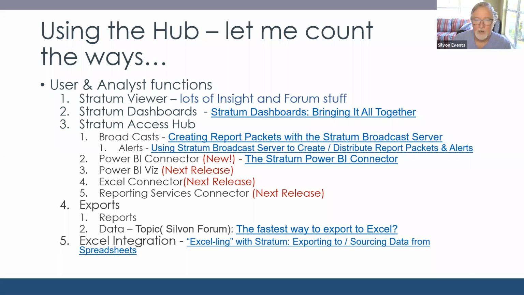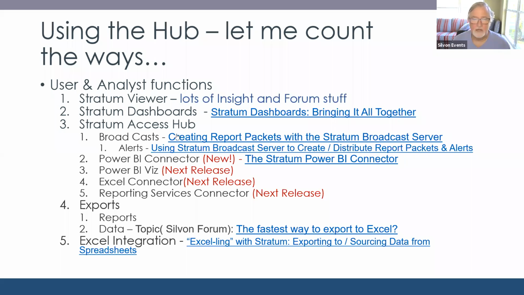So now getting down to what we think of as the Access Hub. And the Access Hub is made up of a couple of components. One is the broadcasting ability for you to send information out to other people, and that could either be reports or alerts. Those are two different things I'll show a little bit on. And then the other is the new, really where we've put a lot of effort in, and that's the new connectors that we have. And I'll show some of those as well here in just a second.